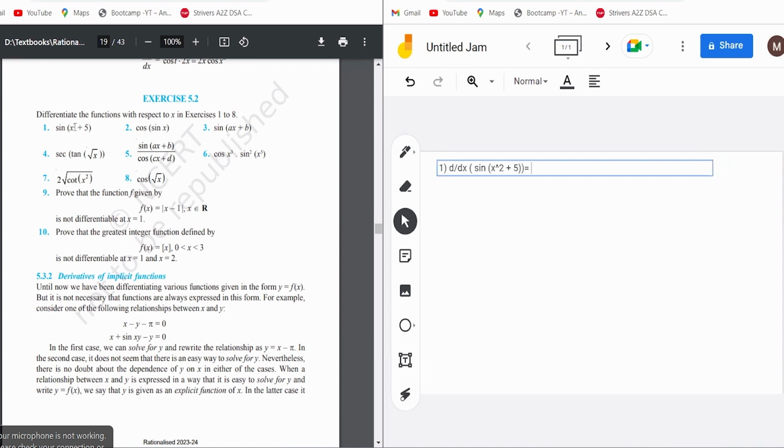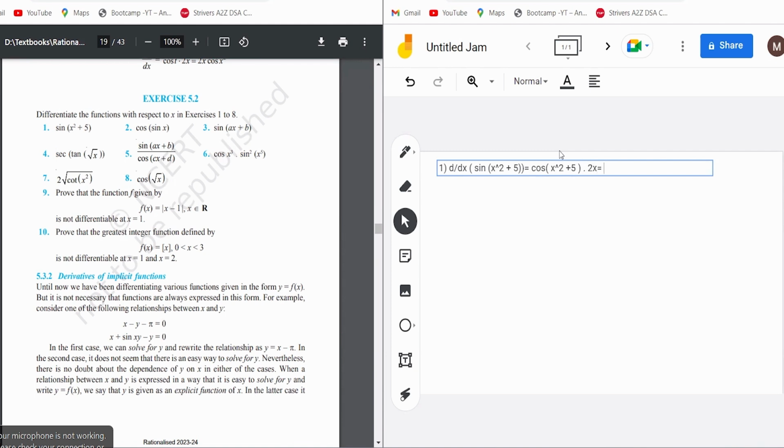So how will we calculate this? See, firstly, as I told you, in sine of x square, firstly we will differentiate the outer part. What is the outer part here? Outer part is sine. Sine का differentiation क्या होता है? Cos. Inner part तब same रहेगा. So cos of x square plus 5, and multiplied by differentiation of x square plus 5. Differentiation of x square plus 5 is nothing but 2x plus 0, because differentiation of a constant is 0. So multiplied by 2x.